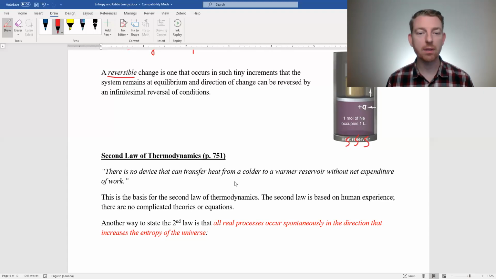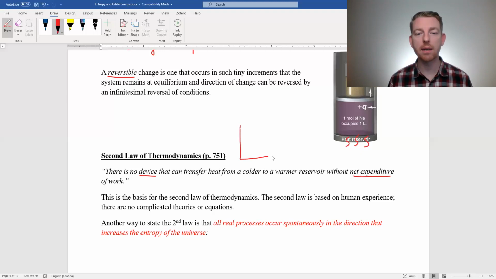So that's really what this is saying, that there's no device that can transfer heat from a colder to a warmer reservoir without a net expenditure of work. So this is the idea that we can't even separate the hotter from the colder gases that are in the air without doing some kind of work to separate them. Also known as Maxwell's demon.